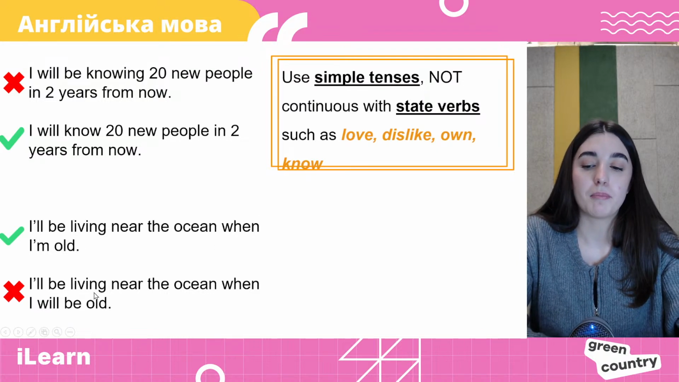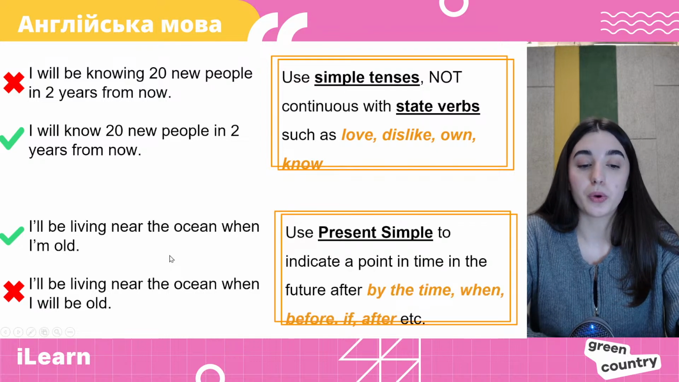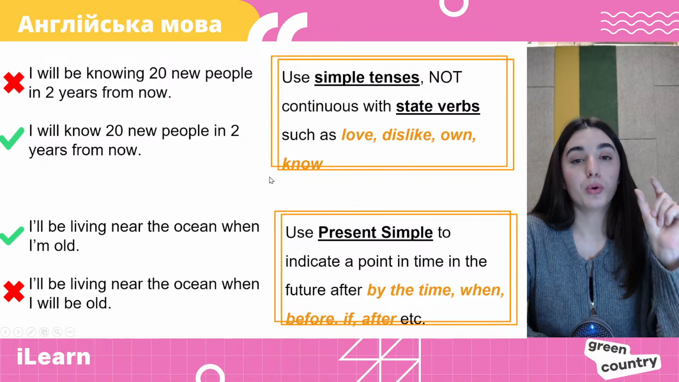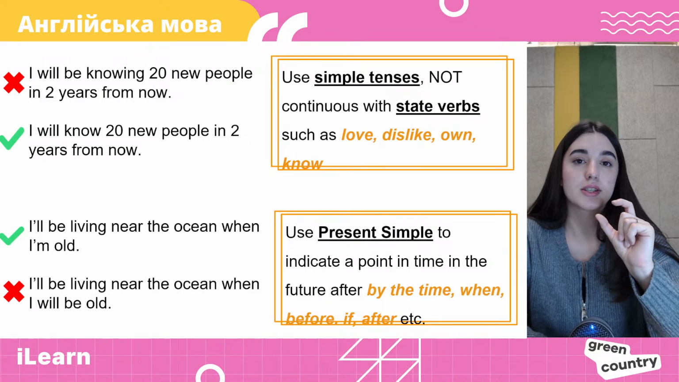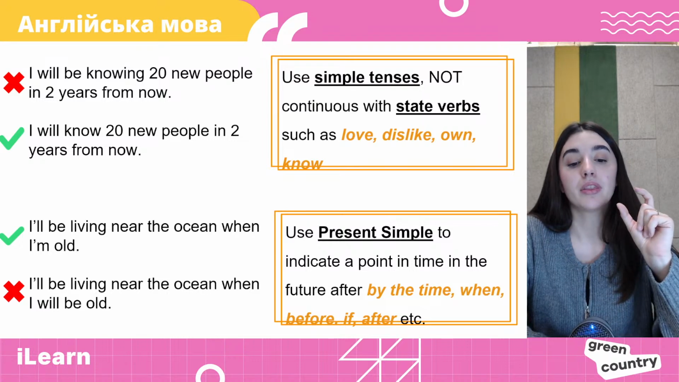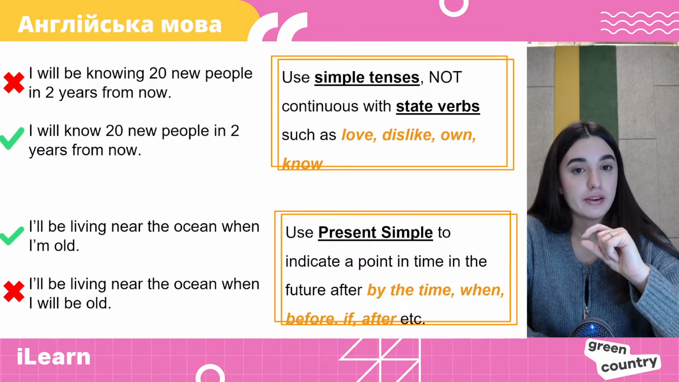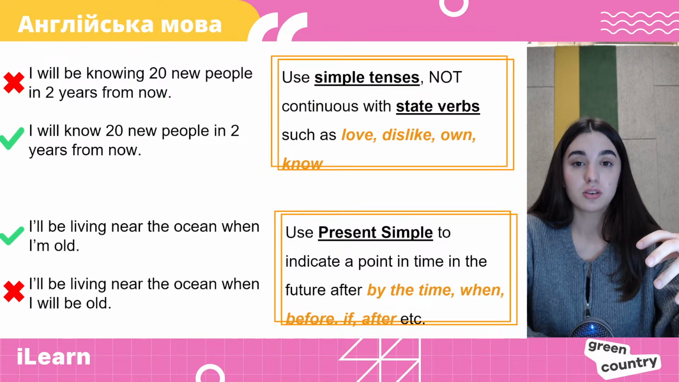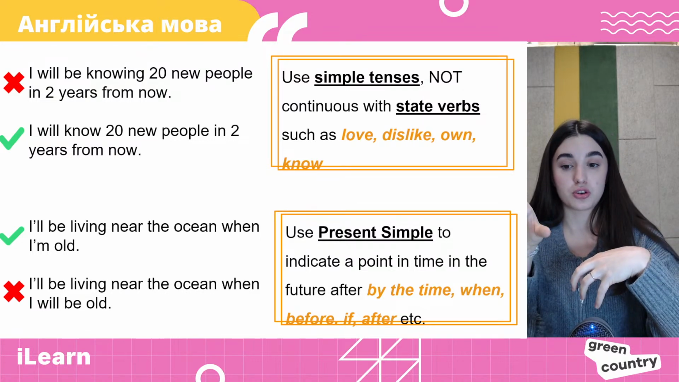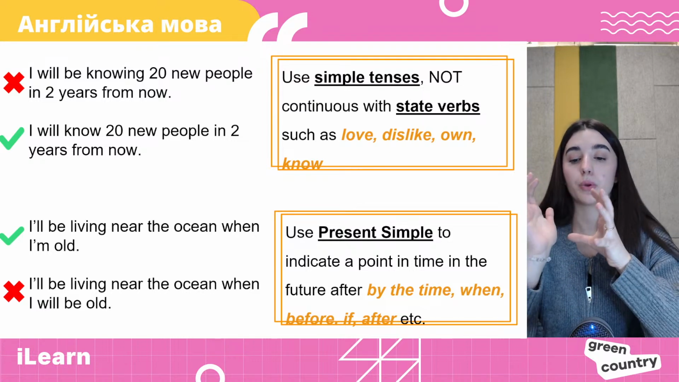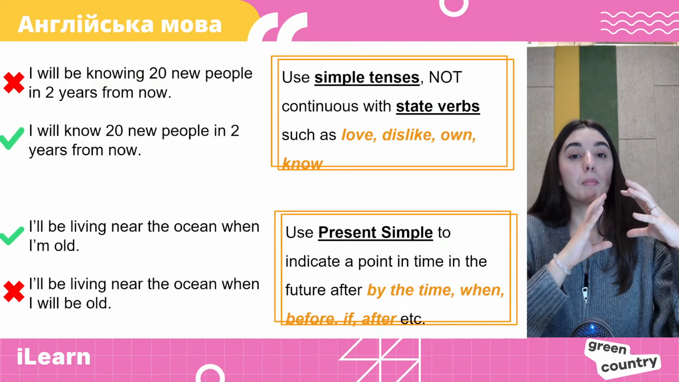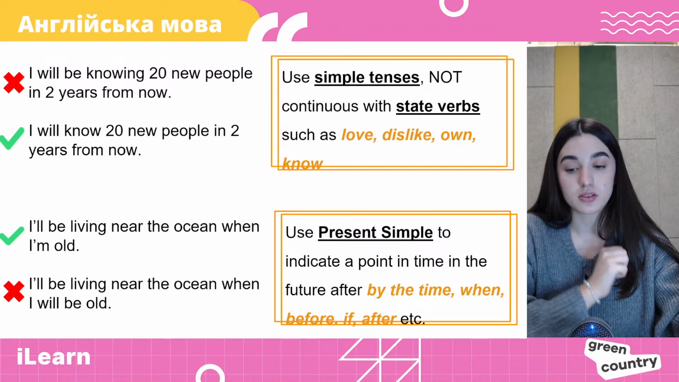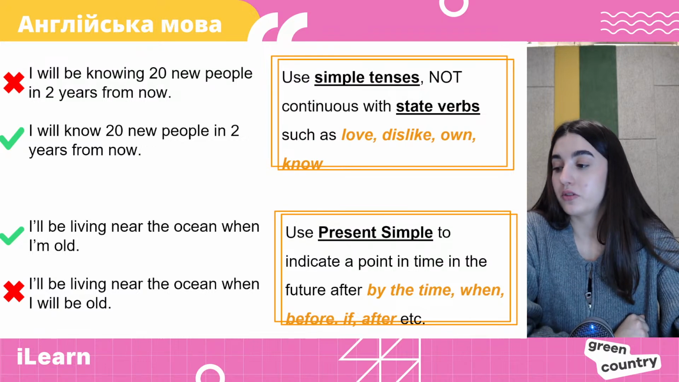And if we are talking about rule number 2, here we have the rule that we need to use present simple to indicate a point in time in the future after such words as by the time, when, before, if, or after. So when we are talking about the future, the first part will be in future simple or future continuous, so I will be leaving, I will be watching. But the second part that goes after when, we need to put in present simple. That is correct. Thank you very much.